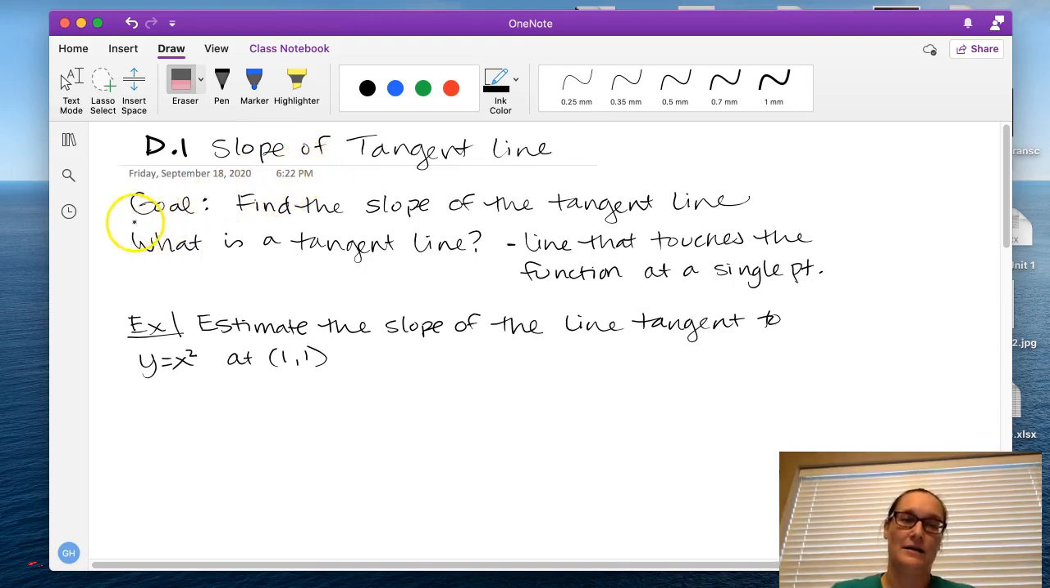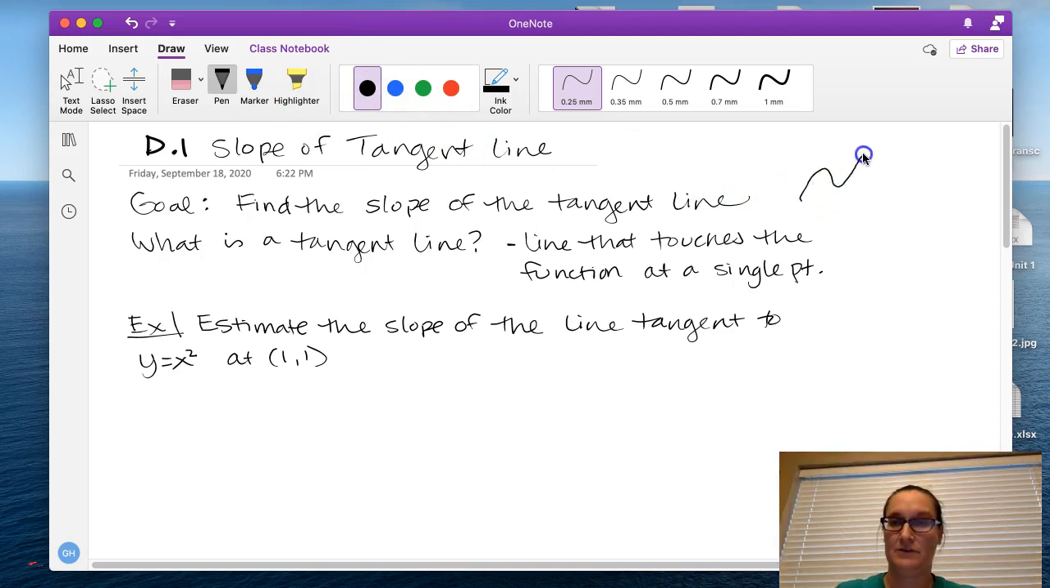The goal of the problem is to find the slope of the tangent line. So why is that difficult? Well, if you think about what a tangent line is, it's a line that touches the function at a single point.